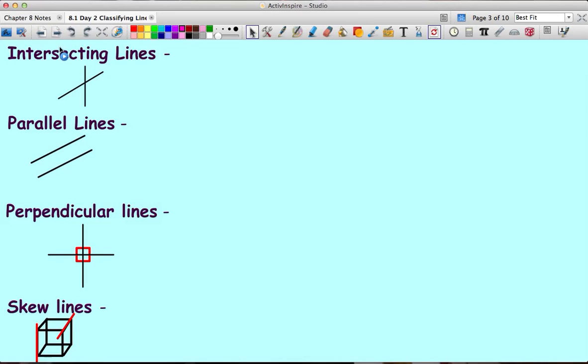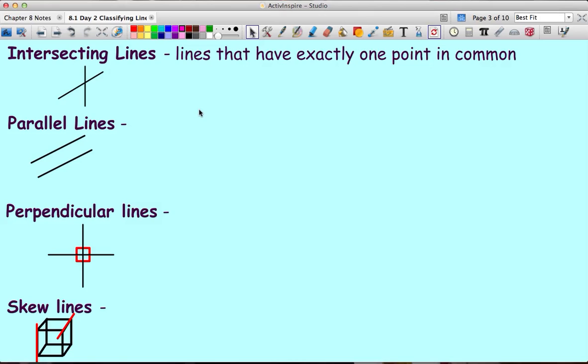Alright, to start off, we have intersecting lines. Intersecting lines are lines that have exactly 1 point in common. The reason they have only 1 point in common is because if a line curves, it is no longer considered a line. It has to be straight. Even though this is on a diagonal, it is still a straight line. If it were to curve and come back around and intersect this line a second time, it's no longer a line. So you'll notice here's your definition, here's your example.